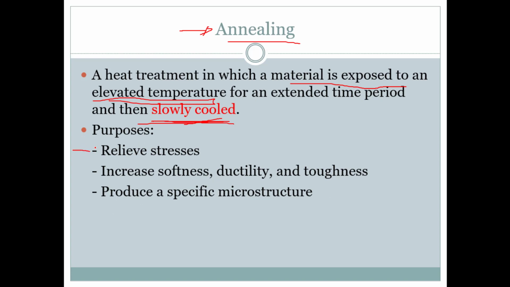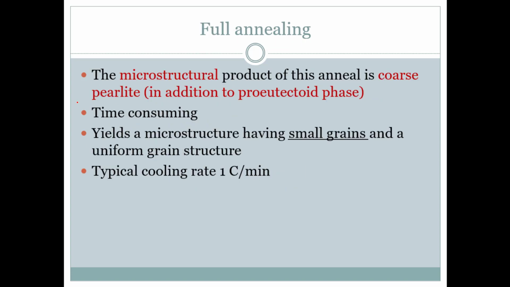Purpose: relieve stresses from the specimen, increase softness, ductility, and toughness, and produce a specific microstructure. The microstructure produced in annealing is coarse perlite, in addition to proeutectoid phase. This is very important, regarding the resulting microstructure. Coarse perlite. This is time consuming. It takes like 24 hours to cool down.